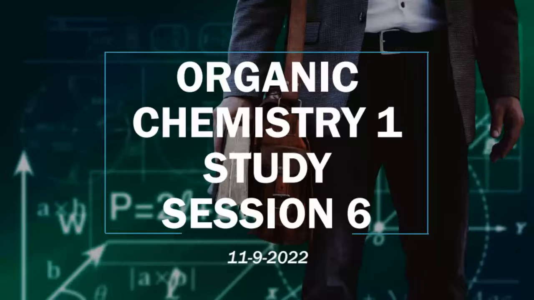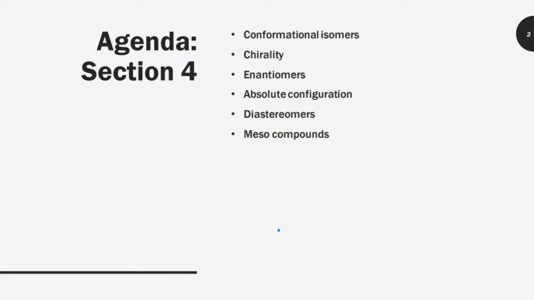Let's go ahead and get started. So today, I'm just going to go through section 4. Should be pretty short. There's not too much to go over. So I'll go through the conformational isomers, chirality, enantiomers, absolute configuration, diastereomers, and then meso compounds.